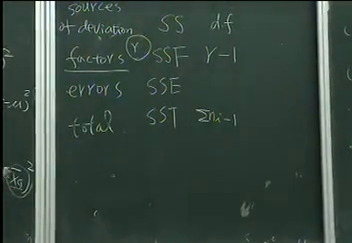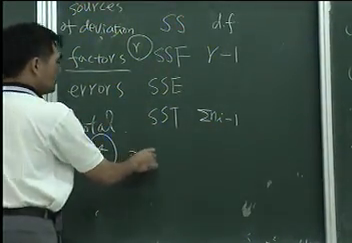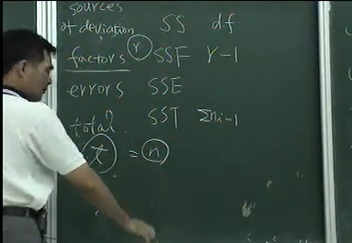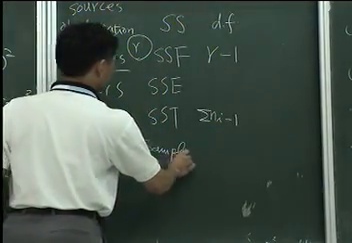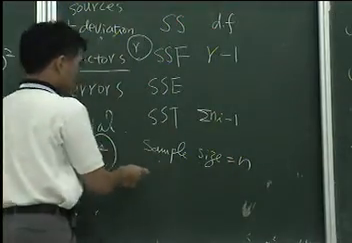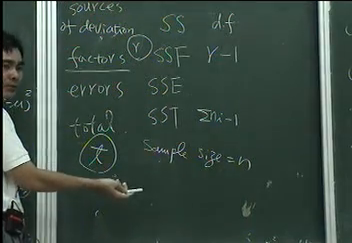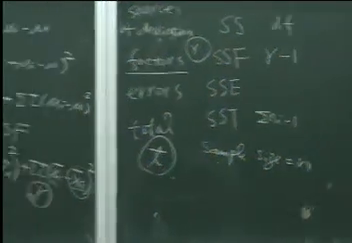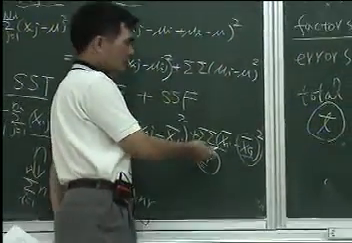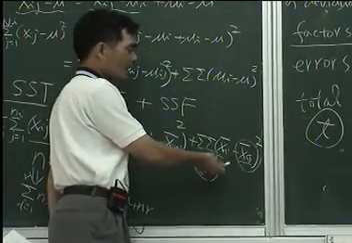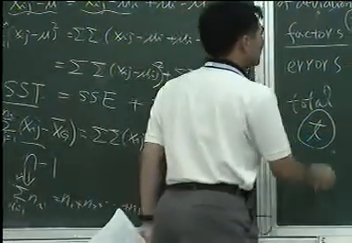Just as with the example we have for the t distribution: if the sample size is n, what's the degrees of freedom? n minus 1. So here is basically the same thing. It's like you have r machines, and you know this one, so what's the degrees of freedom? r minus 1. What about here?